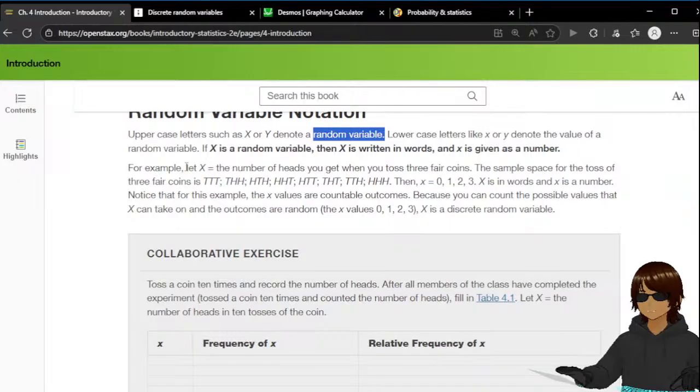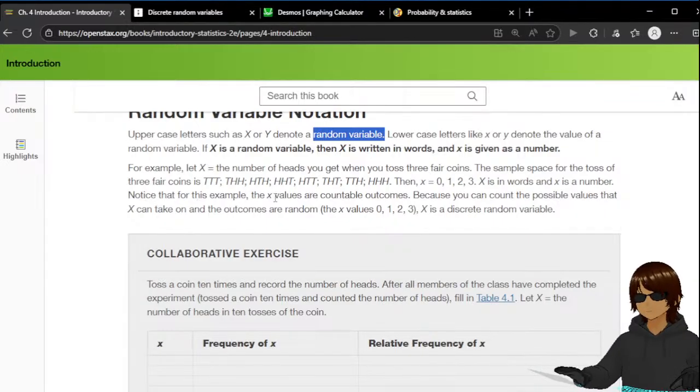For example, let capital X be the number of heads you get when you toss three fair coins. The sample space for the toss of three fair coins is this. Then small x is 0, 1, 2, 3. Capital X is in words and small x is in numbers. So capital X is the number of heads you get when you toss three fair coins.